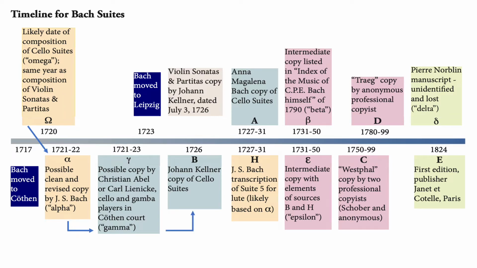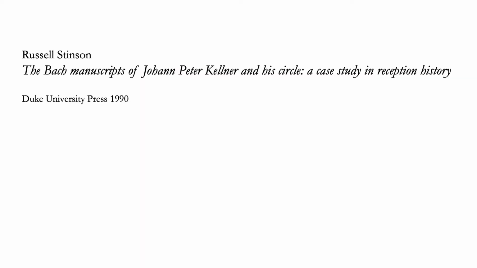The Kellner copy of the cello suites, source B, was made in the same year. Russell Stinson's book on the Bach manuscripts of Kellner provides the date 1726 for the Kellner cello suites manuscript, based on the paper used and Kellner's evolving handwriting.